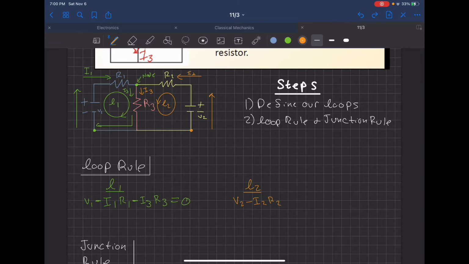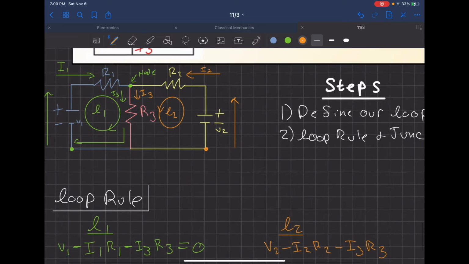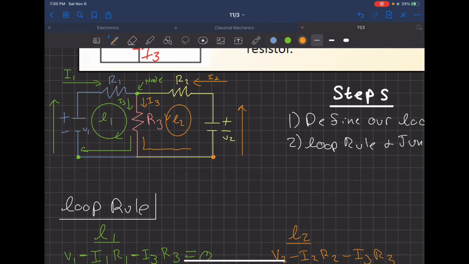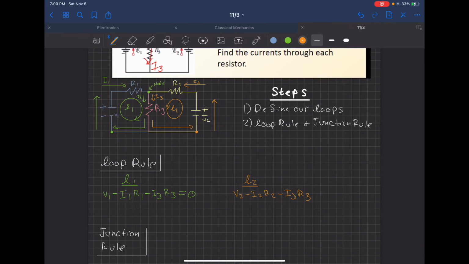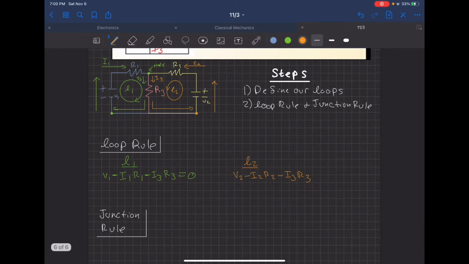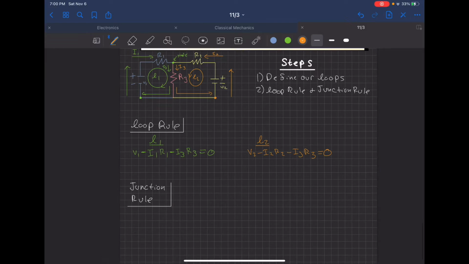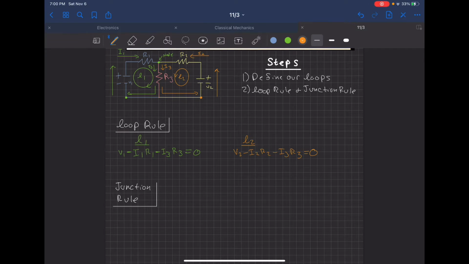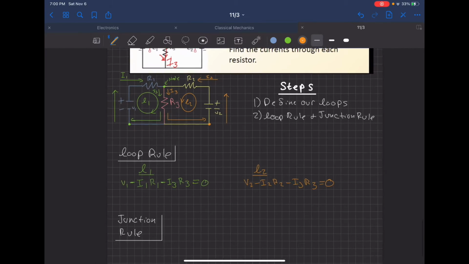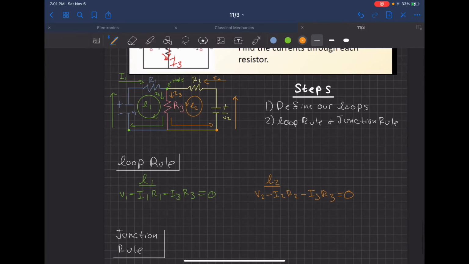So then from here, we're going to get minus I3 R3. Then we come back around again, and we hit our point that we defined. Not node, sorry. But then we can write that's equal to 0 again. Okay. So we've extracted pretty much as much information as we can at this point.